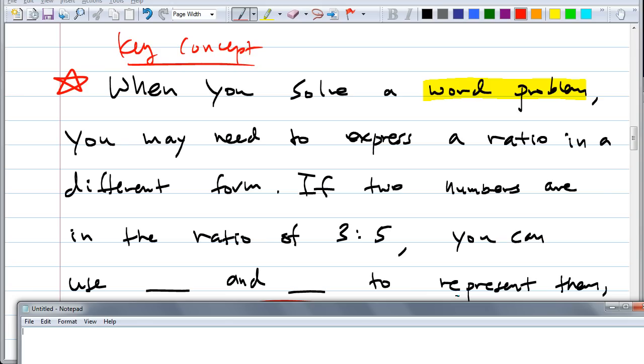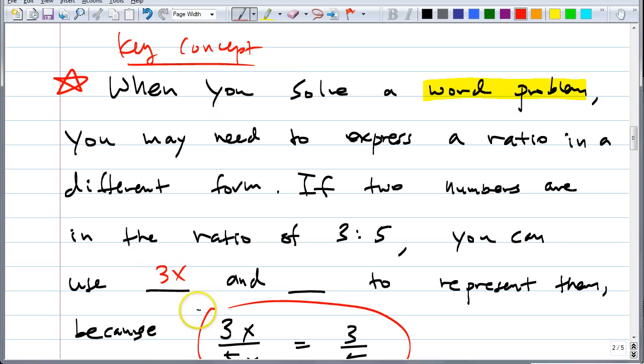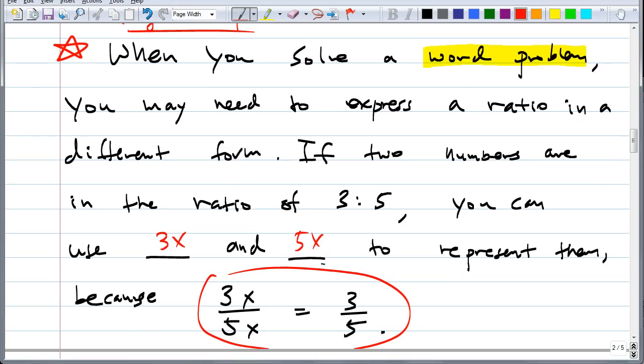Yes, Dana. I just had to multiply. You guys are close. It's actually, you want to represent it as 3x to 5x. Why would you want to do that? We know that 3x over 5x is the same as 3 to 5, right? Why do you think that when I do a word problem that involves a ratio like this, I want to represent this ratio as 3x to 5x?